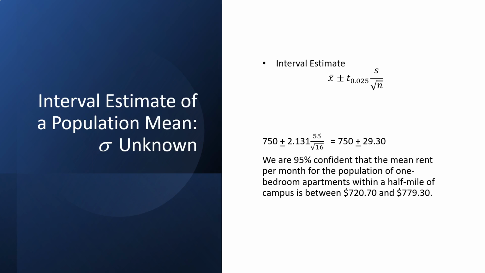So now I can take those values and plug them in to get a value of $750 plus or minus 29.30. So we're 95% confident that the mean rent per month for the population of one-bedroom apartments within a half mile of campus is between $720.70 and $779.30.